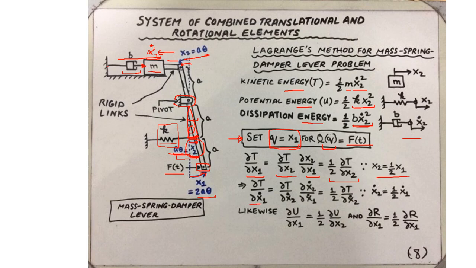Likewise, we can calculate the partial derivative of kinetic energy with respect to x1 dot. Now this is not displacement, it is the velocity. But if you think about it, x2 dot is still half of x1 dot. That's because if you take a derivative on both sides, d over dt, you get this expression, x2 dot equals half x1 dot.